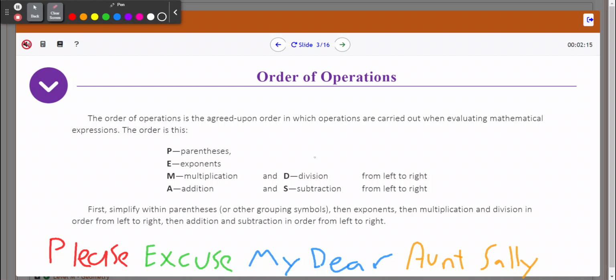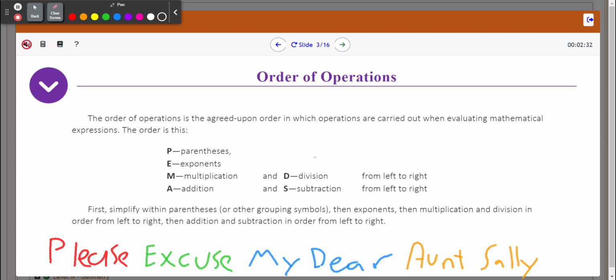So the order of operations, when we're looking at a mathematical expression or an equation with multiple operations, could be addition, multiplication, addition, subtraction. The order of operations tells us which one of these we do first, what order we will do them in. And the order works like this.